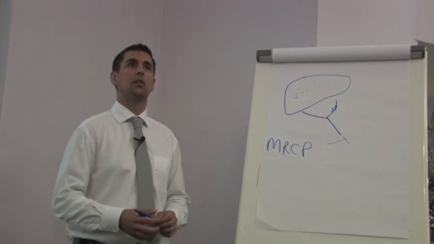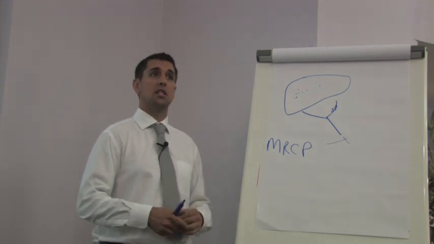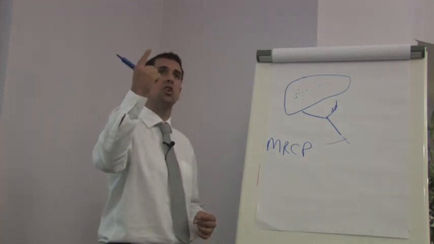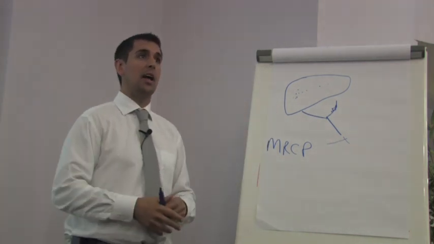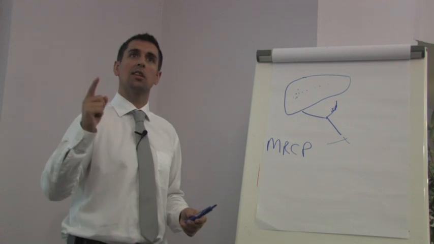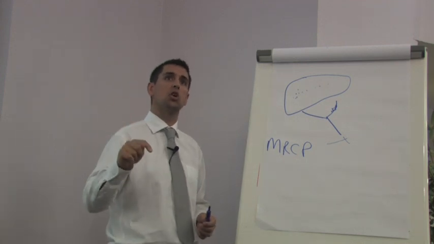of somebody with decompensated liver disease. And somebody is decompensated when the synthetic function is abnormal and when they have ascites. Those are the things that you're looking for to say that this person has decompensated.